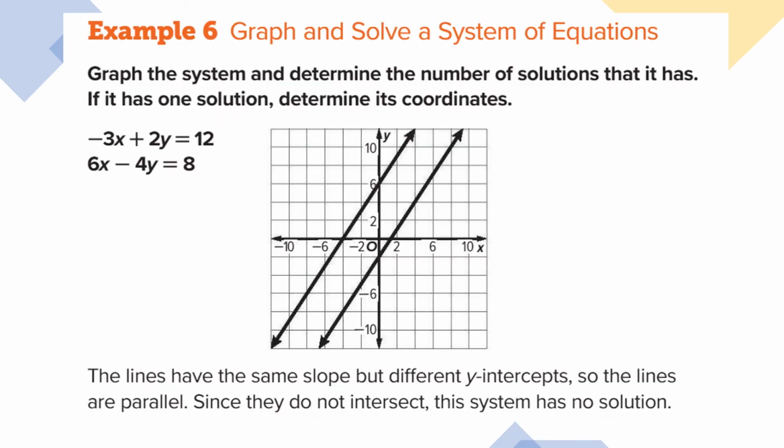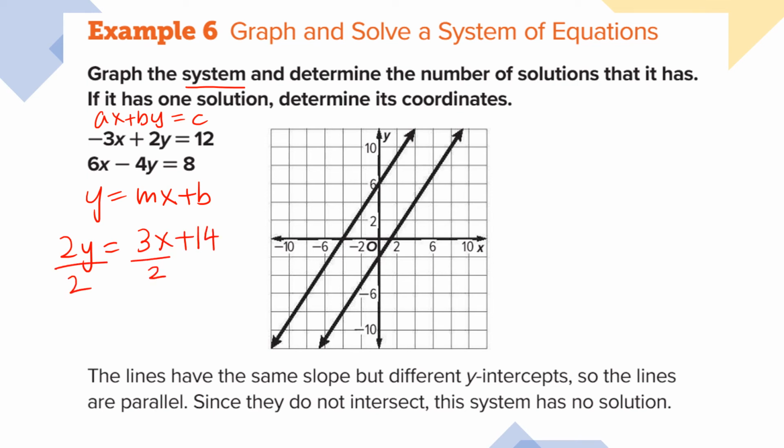Let's solve this question. Here you are given the equation again in standard form, ax plus by equal to c. So you have to graph the system, determine the number of solutions it has. If it has one solution, find the coordinates. Now if you look at both these equations carefully and you try to find the slope, then the slope is same. So if you convert to slope-intercept form, y equal to mx plus b, then the first equation would give you this value divided by 2. So the slope is 3 by 2 for the first equation.